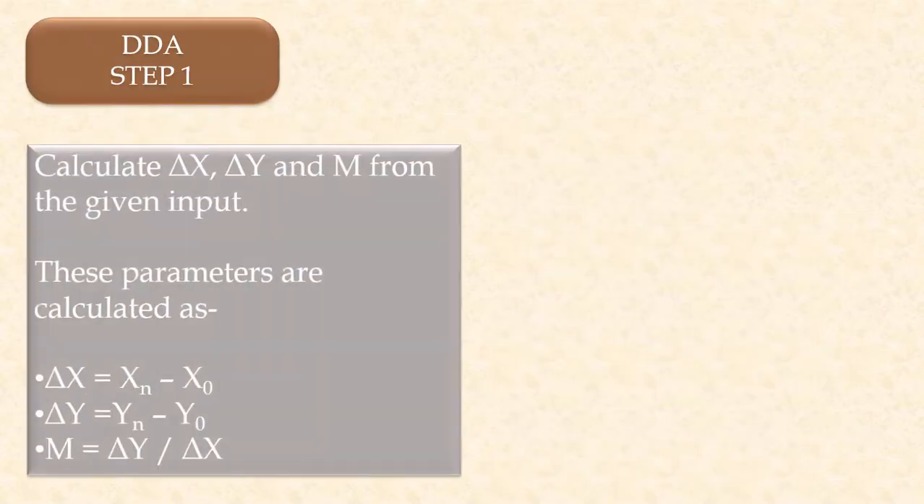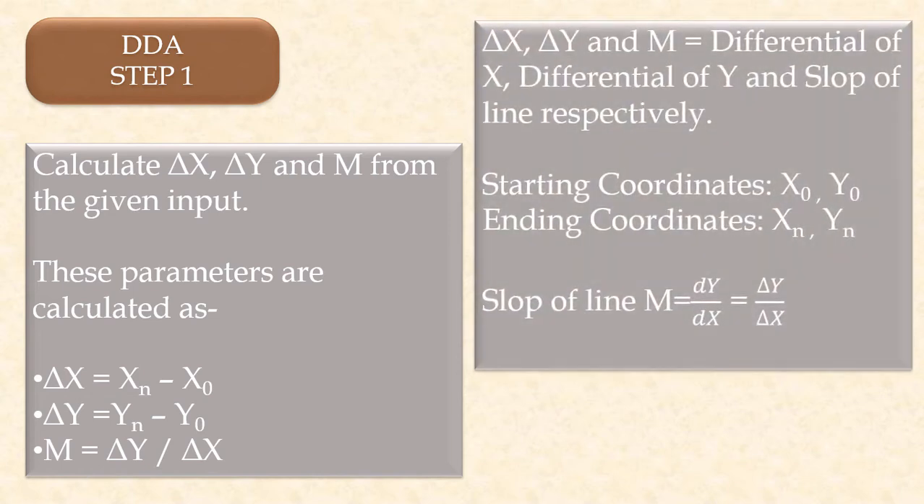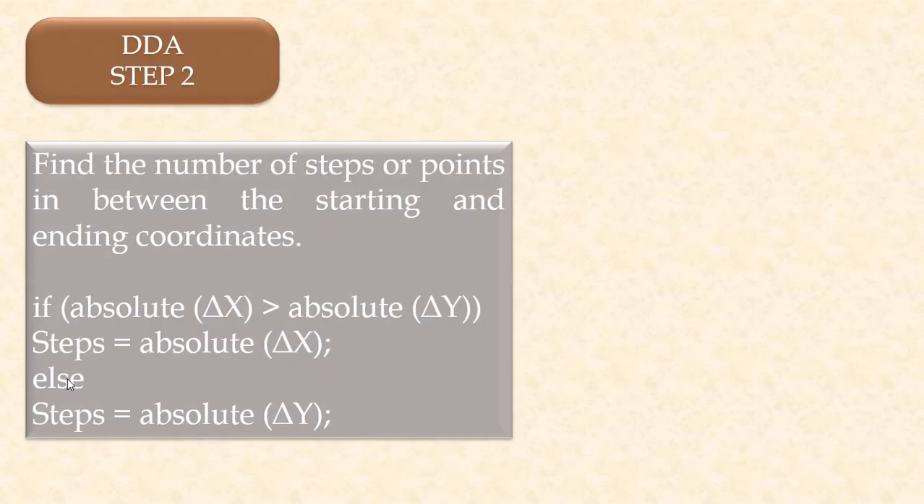So what is the first step? Suppose we have the starting coordinate value x0, y0 and the ending coordinate value xn, yn. First of all we need to calculate the differential of x, the differential of y, and m. m is nothing but the slope of that line. The differential of x will be xn minus x0, the differential of y will be yn minus y0, and the slope of the line will be calculated as the differential of y divided by the differential of x. On the basis of this slope, we are going to calculate.